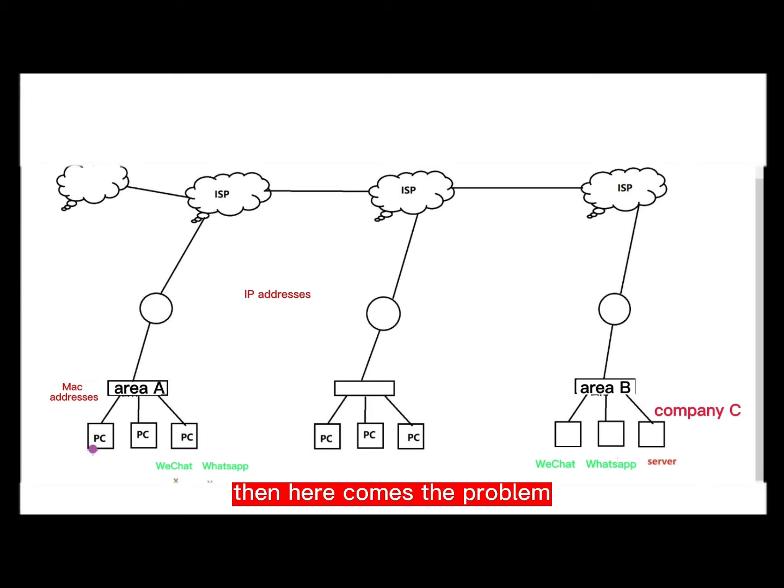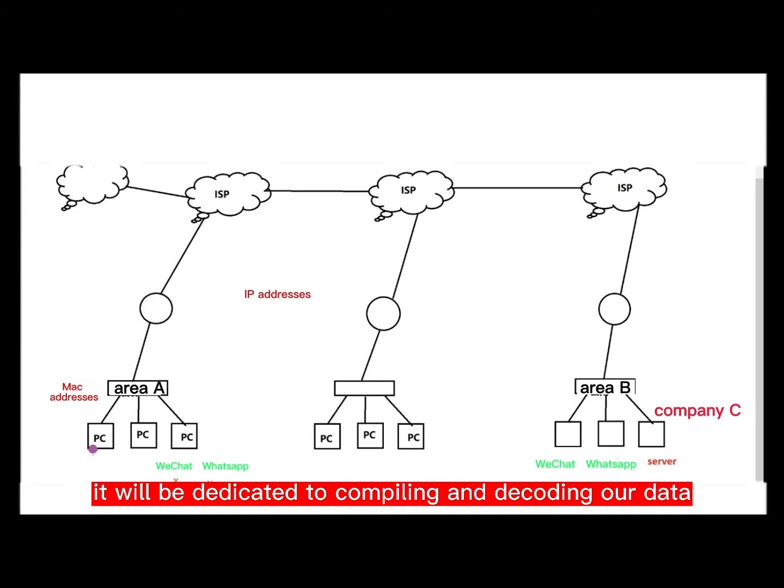Then here comes the problem. The data encoding format under our Windows, that is, the encoding format of WhatsApp, is different from the Linux system. If the encoding form differs under different circumstances, data looks different. How do you communicate? That is, how do you connect future data? There will be a presentation layer among us. It will be dedicated to compiling and decoding our data.